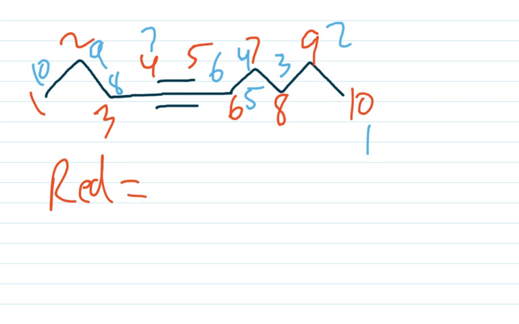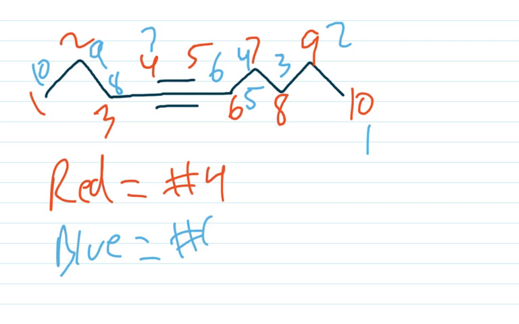Alright, so for the red numbering pattern, the triple bond falls on the 4th carbon, and for the blue numbering pattern, the triple bond falls on the 6th carbon. All right, because that's right here. So let's write that down. Of course, the numbering pattern we would choose is the one with the least carbon number on which the triple bond falls, which would be red in this case. That would be the red numbering pattern. All right, so let's choose the red numbering pattern.